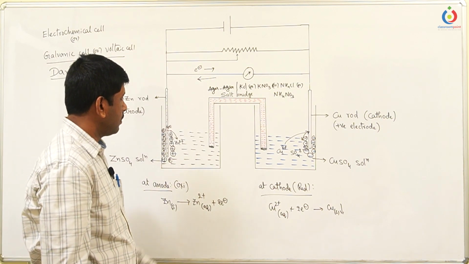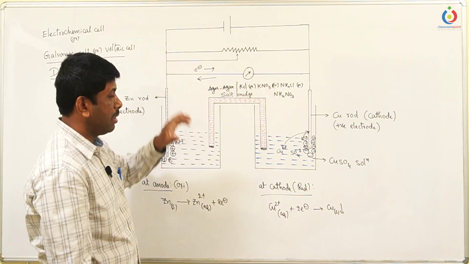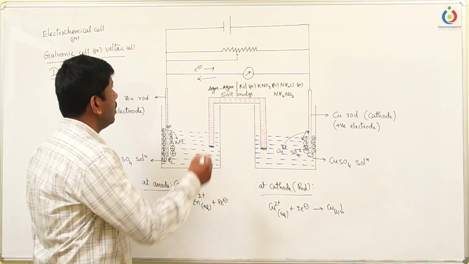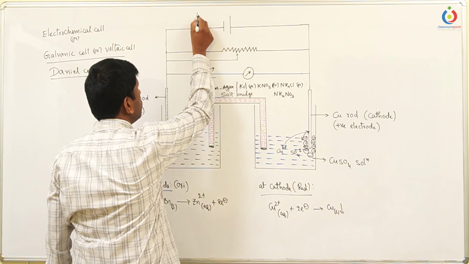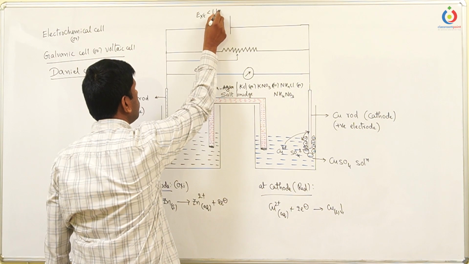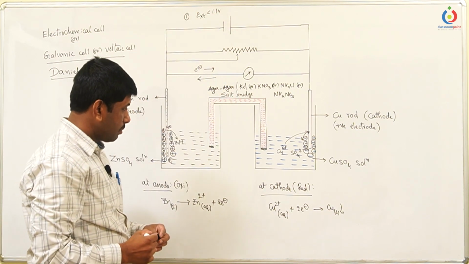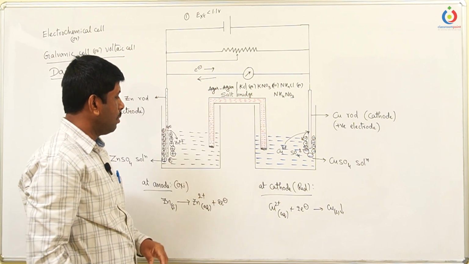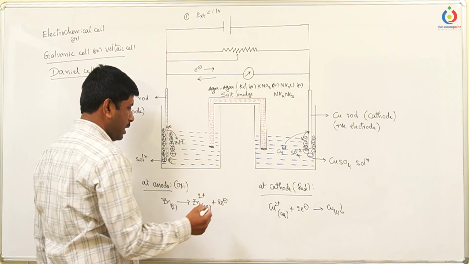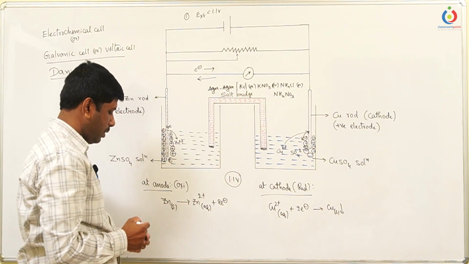Now the question is, what happens if the Daniell cell is connected to an external source? Here three conditions are there. This is an external battery. Here we need to discuss one more point that I forgot. The Daniell cell is able to produce a current of voltage 1.1 volts. So this much voltage it can produce.